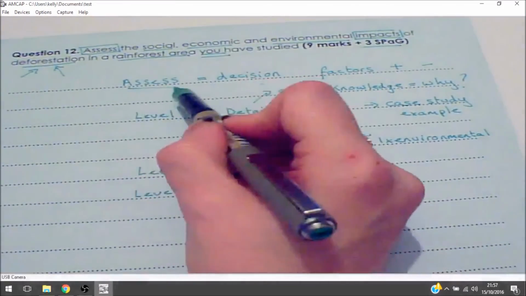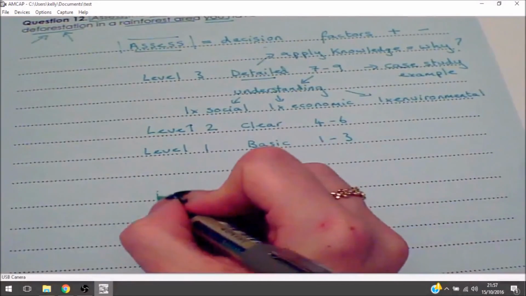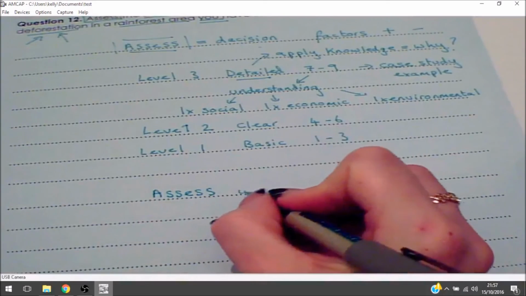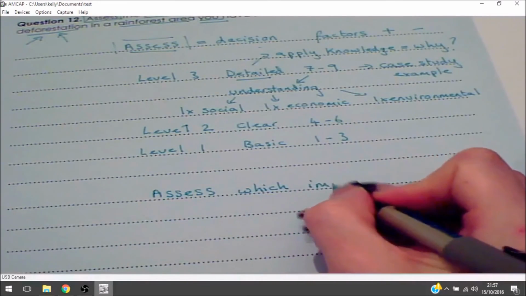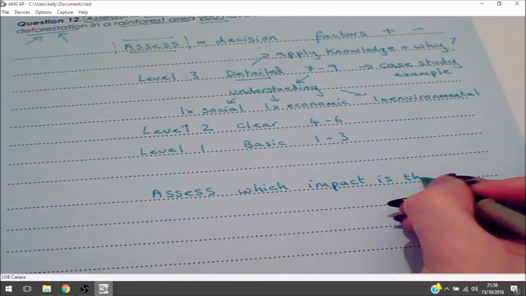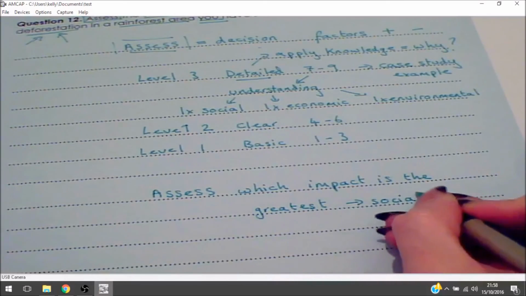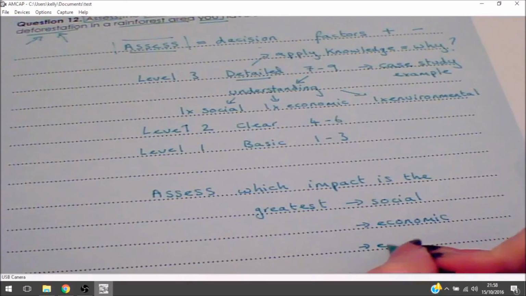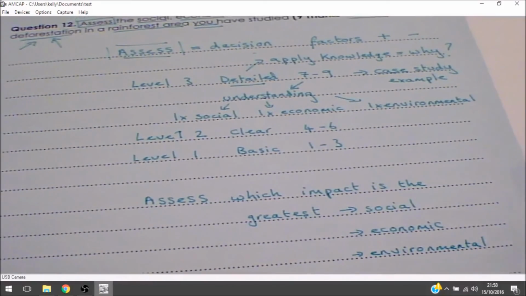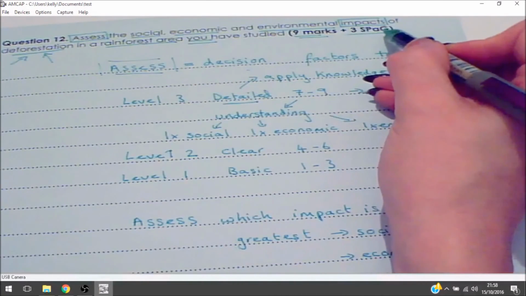Now again, going back to the command word for the question, it is to assess. So at the end of the question, you need to assess. Which impact is the greatest? You might decide it's the social impacts. You might decide it's the economic impacts. You might decide it's the environmental impacts. Now that is all to get the 9 marks for this question. Then we have to take into account the 3 extra SPAG marks.